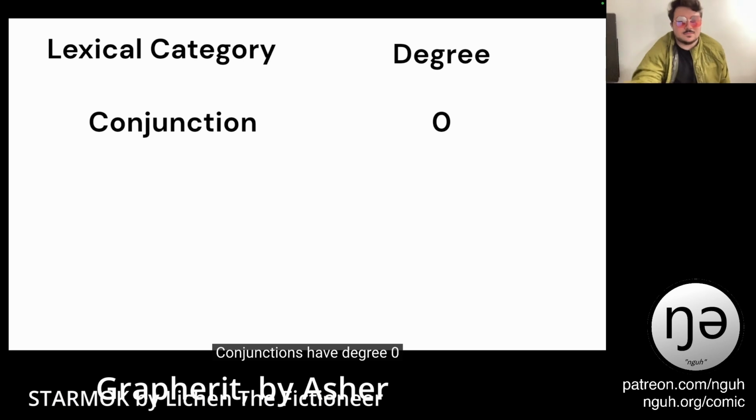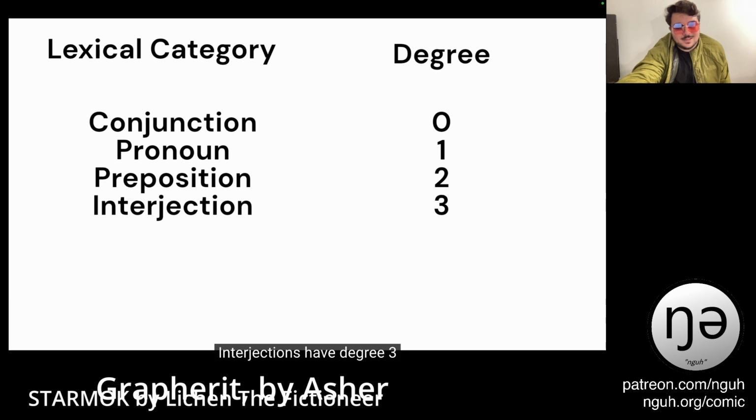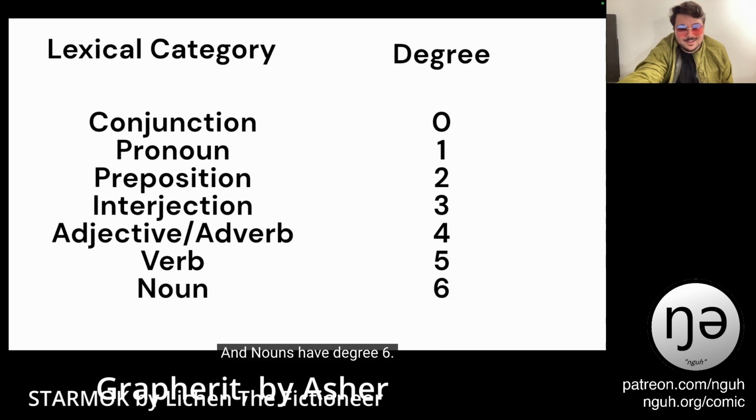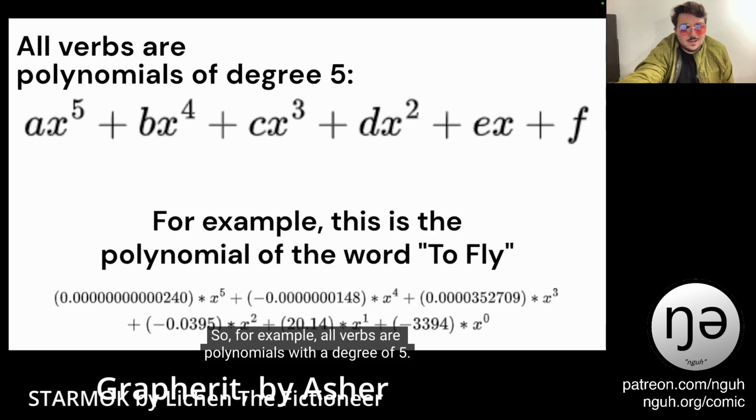Conjunctions have degree 0, pronouns have degree 1, prepositions have degree 2, interjections have degree 3, adjectives and adverbs have degree 4, verbs have degree 5, and nouns have degree 6. So, for example, all verbs are polynomials with a degree of 5.